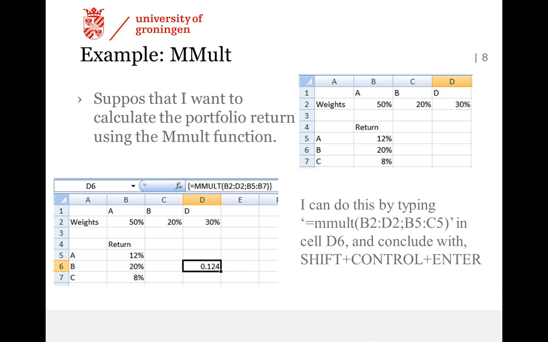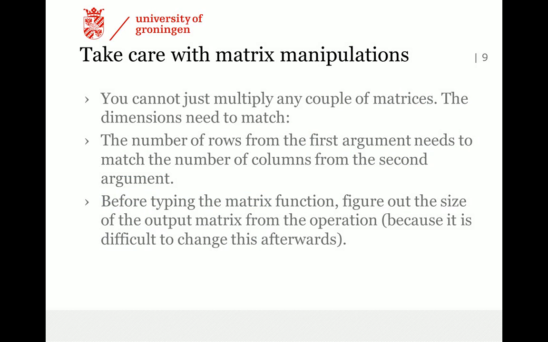Then I type matrix multiply, MMULT, and then I have B2 colon D2, which are the weights, semicolon B5 colon B7, in cell D6, and I conclude with shift control enter, and then we end up with a return of 12.4%. So my invitation to you is try this at your own computer and see whether you can replicate it.